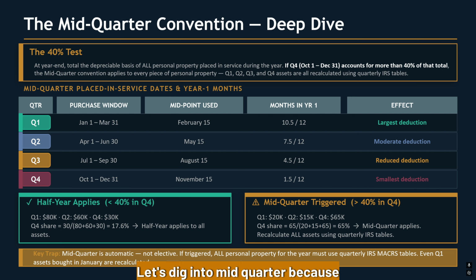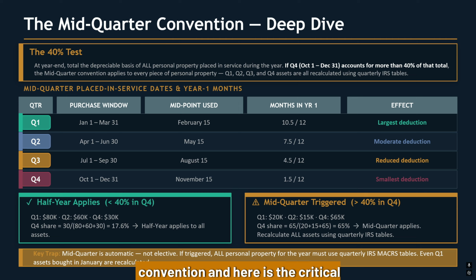Let's dig into mid-quarter because that is the convention that trips up even experienced tax preparers. Here is how the 40% test works. At the end of the tax year, you add up the total depreciable basis, meaning the cost of every piece of personal property you placed in service during that year. Then you look at how much of that total was placed in service in the fourth quarter, October 1st through December 31st. If that Q4 portion is more than 40% of the annual total, you have triggered mid-quarter convention.